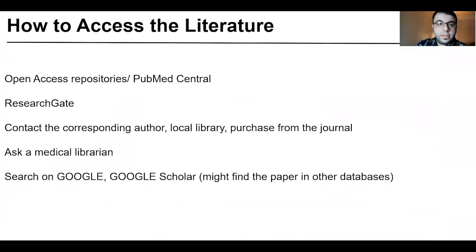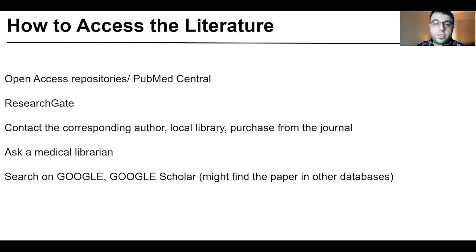So getting back to the presentation, how to access the literature. Of course, open access repositories like PubMed Central or some other websites that you might know can provide you free access to the literature. ResearchGate: sometimes the researchers and institutions share their publications for free. You can also connect with them and ask them to give you the paper. Another method is to contact the corresponding author, or one of the authors who might have access to the full text, local libraries, or even purchase from the journal.